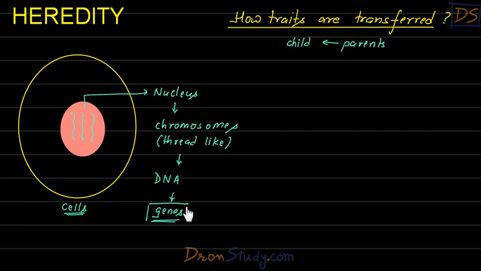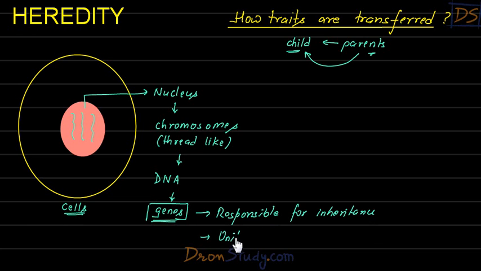G-E-N-E-S, genes. Now this is that important thing, students, which is actually responsible for transfer of traits from parents to children. It is due to these genes only that children look similar to their parents. So students, these genes are responsible for inheritance. They are also sometimes called units of heredity.